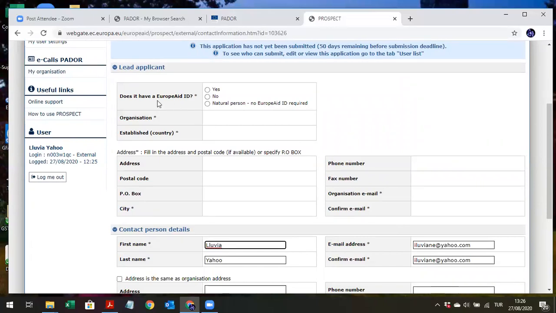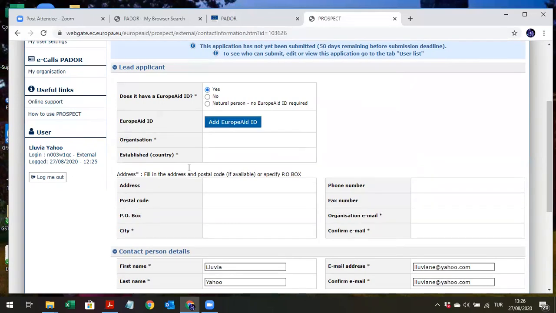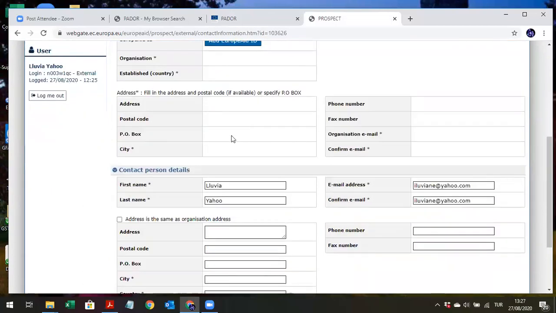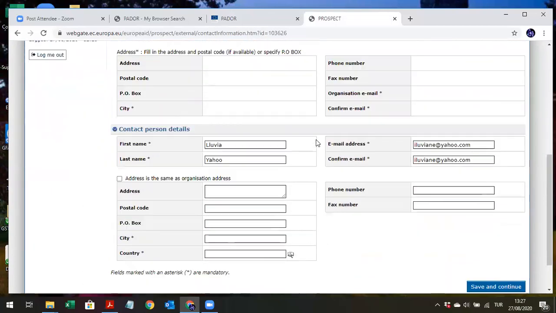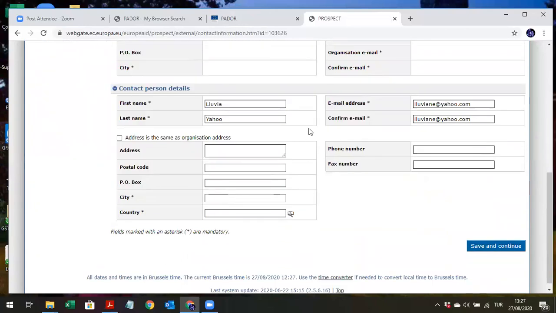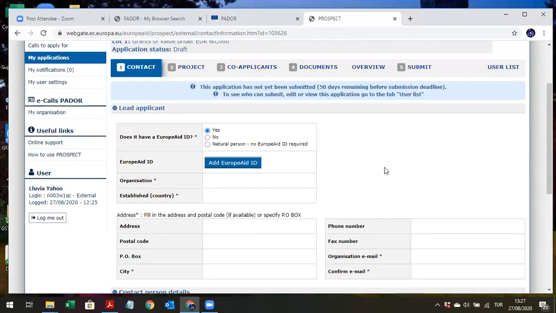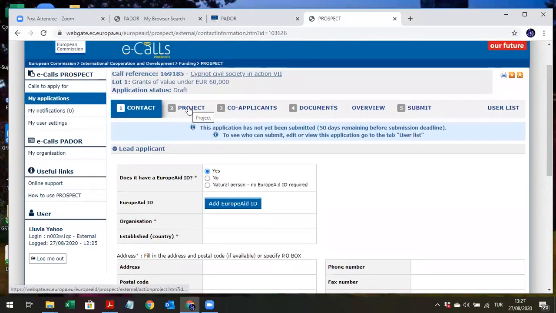So, does the applicant have an ID number? Yes. You will add your ID number here. Name of the organization, established country, Cyprus. Addresses, all the contact information. Then the information of the contact person will be entered here, and addresses as required. You then save and continue. It's as straightforward as that.